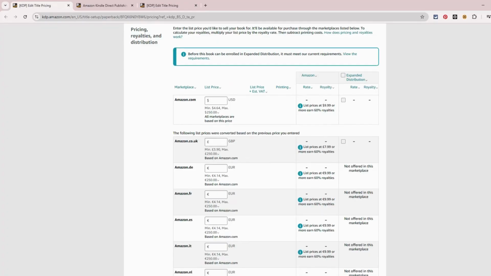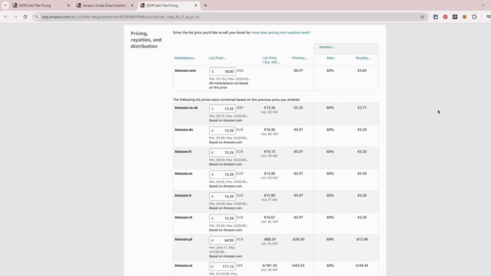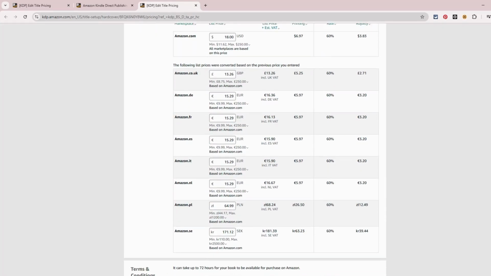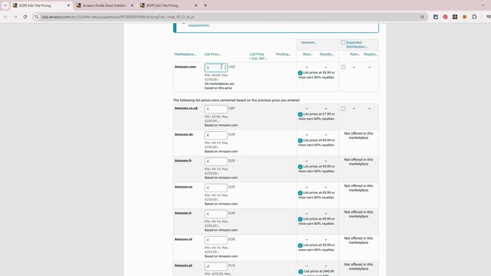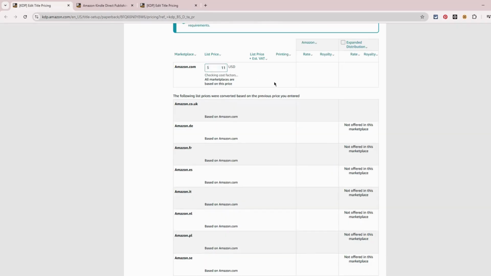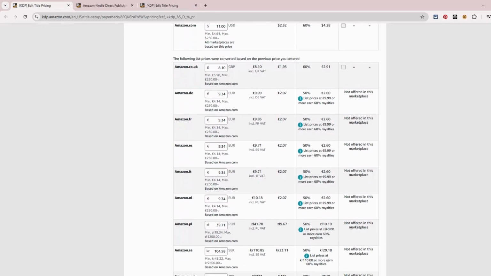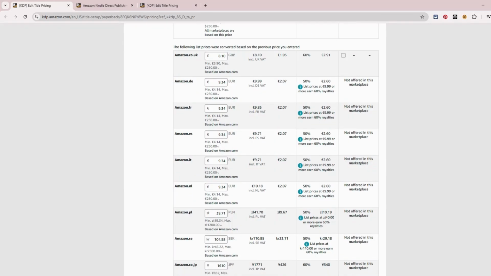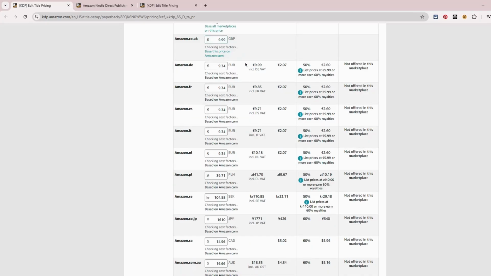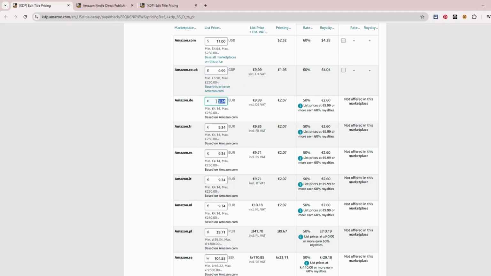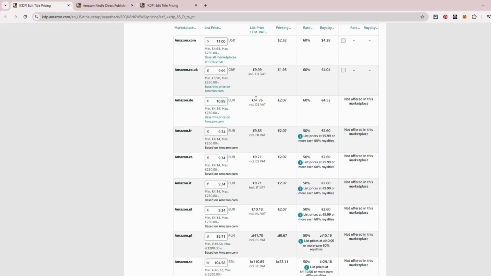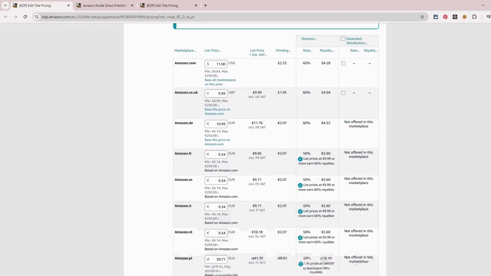Finally, watch out for those international prices. KDP auto converts your US price to other currencies, but sometimes that ends up with awkward decimals like €10 and 1 cent or £8 and 43 cents. Just take a minute to round those prices to cleaner numbers. That way, it will look more professional and it can improve sales. Fixing these mistakes can make a big difference to your royalties and your readers' experience.